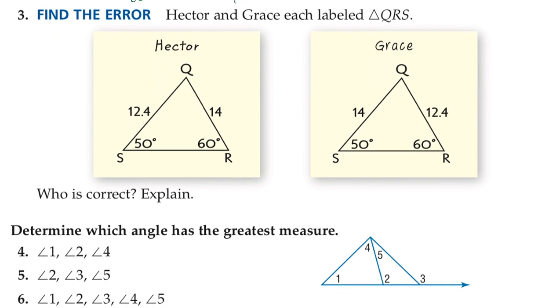Okay, Hector and Grace each labeled this. What's wrong? Well, here's what's wrong. This is bigger than this, and yet we should have 50 is bigger than 60. That's not true. The law of sines, as I call it, says the biggest angle in one triangle opens up to the biggest side, and the smaller one opens up to the smaller. So that's wrong. Whereas over here, we have big to big and small to small in this one triangle.